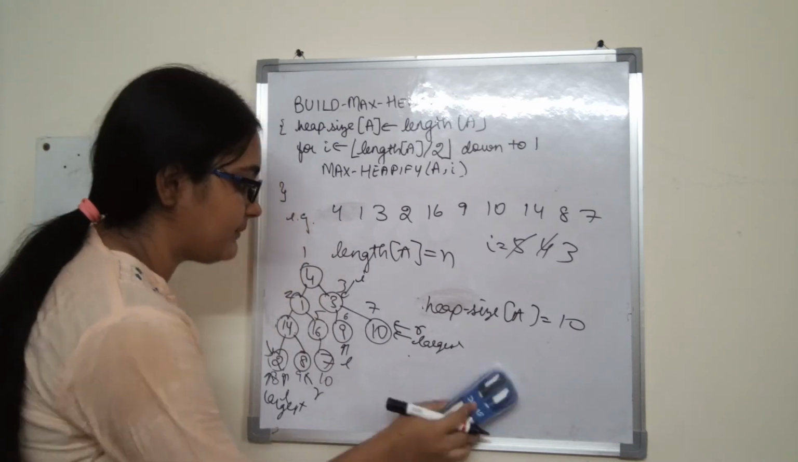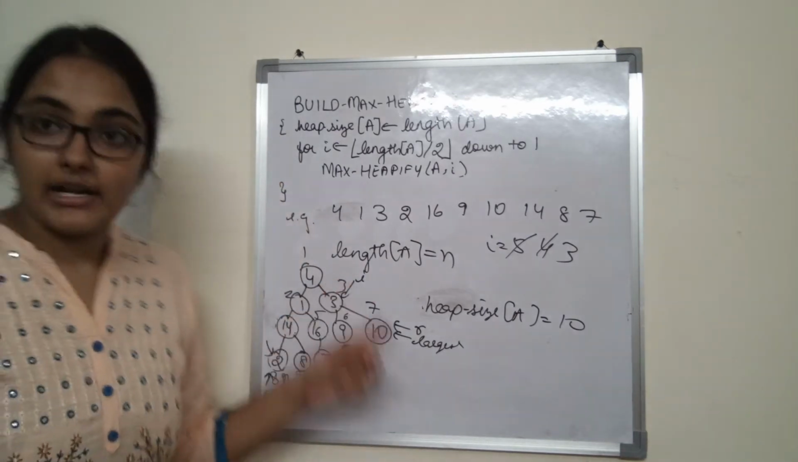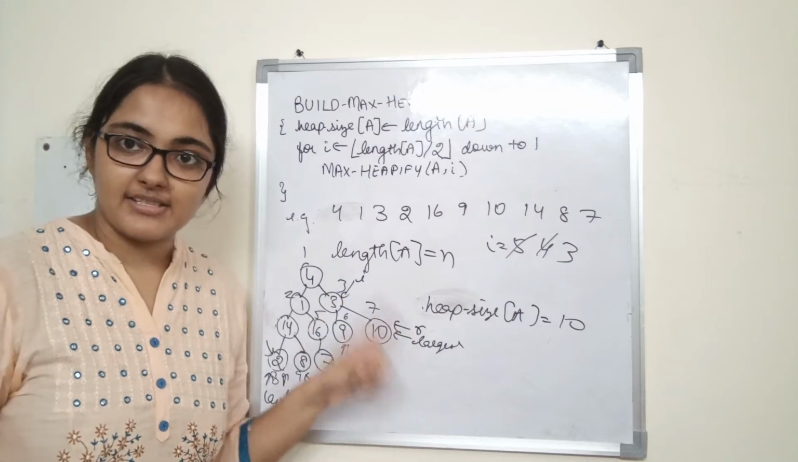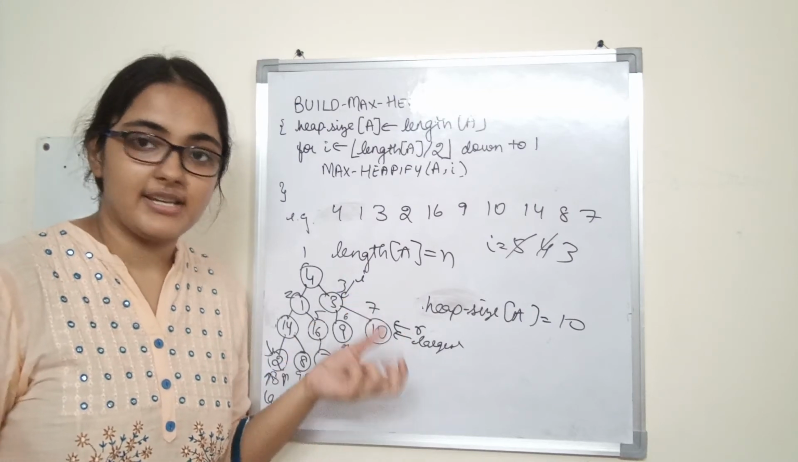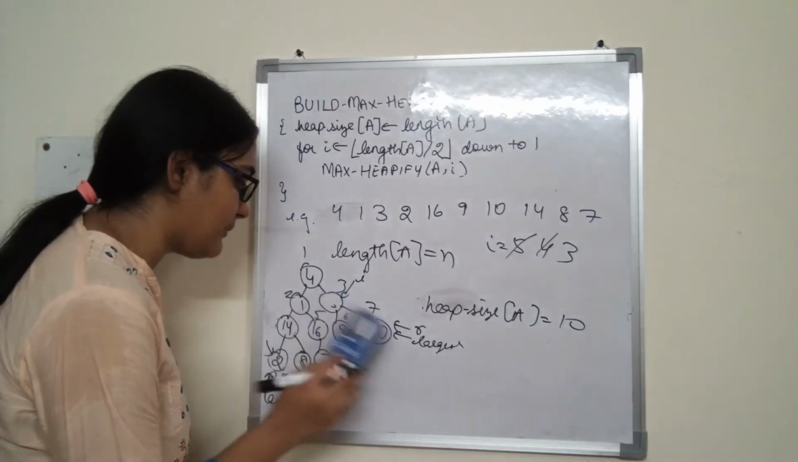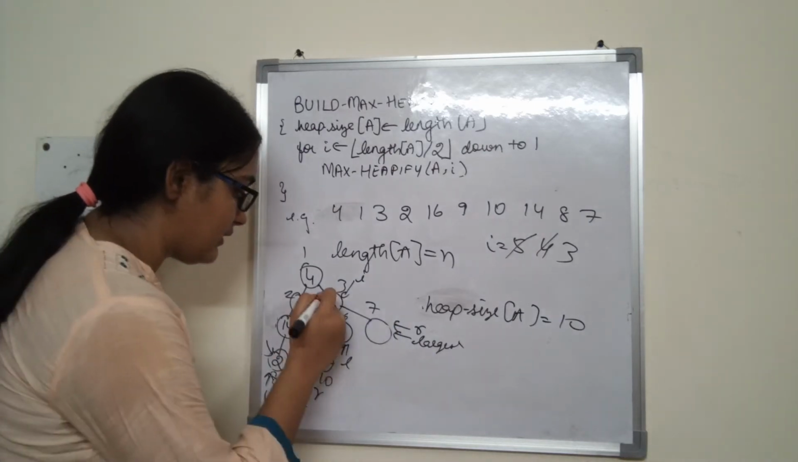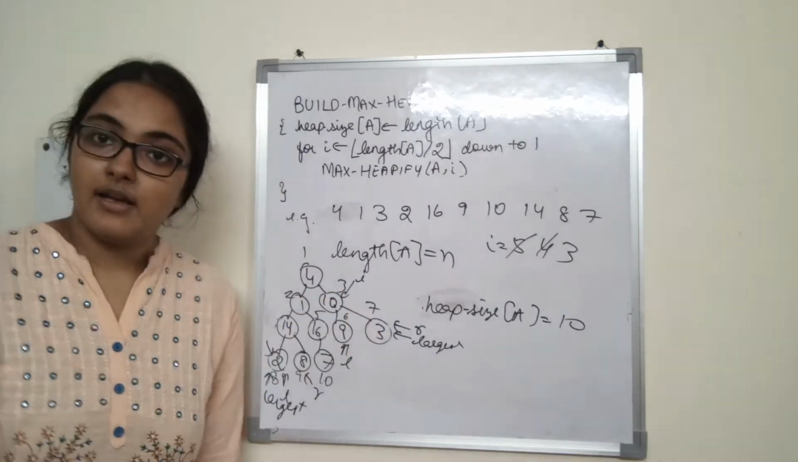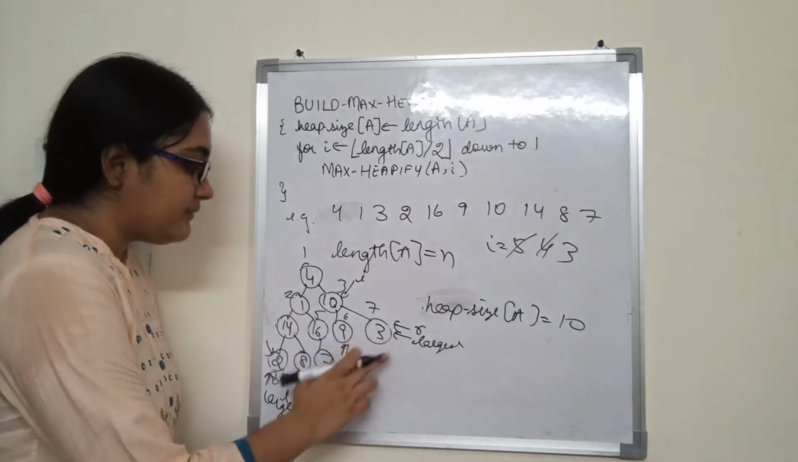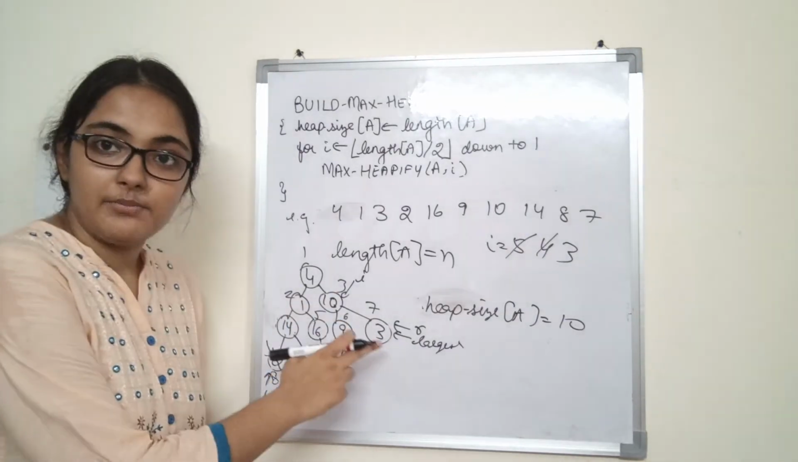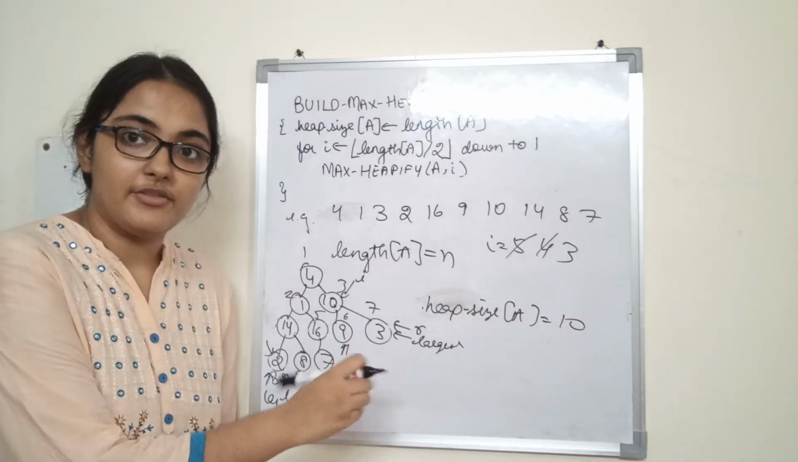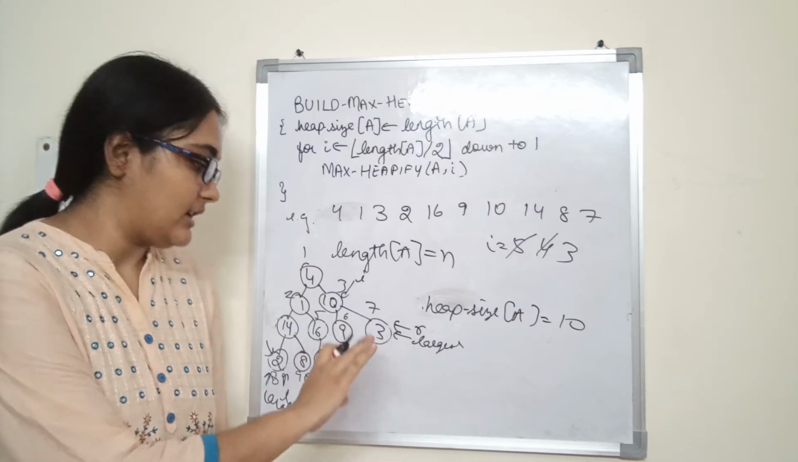Largest will point here. And now largest and I are not equal. What will happen? Largest and I will be exchanged. A of largest and A of I will be exchanged. That is, 10 will come here and 3 will come here. Alright. And now since this value has come down, it might violate the max heap property of the children or the child subtree or the right subtree.